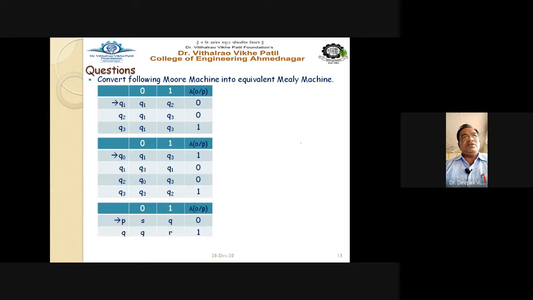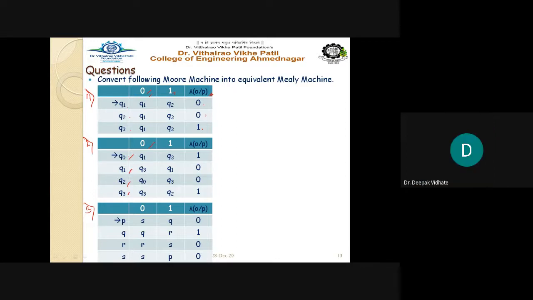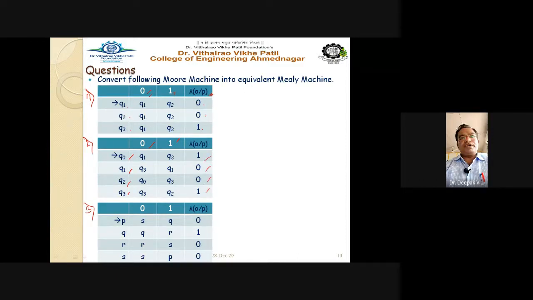So these are the three questions, the three transition tables. This is the first one, this is the second one, and this one is the third question, right? So Q1, Q2, Q3, the inputs 0 1, and the lambda is given as 0 0 1. The second question: Q0, Q1, Q2, Q3, inputs 0 1, and the outputs 1 0 0 1 are given. And the third one has states P, Q, R, S. The inputs are 0 1, and the lambda values are 0 for state P, 1 for state Q, 0 for state R, and 0 for state S.